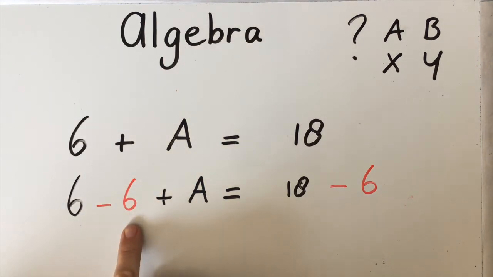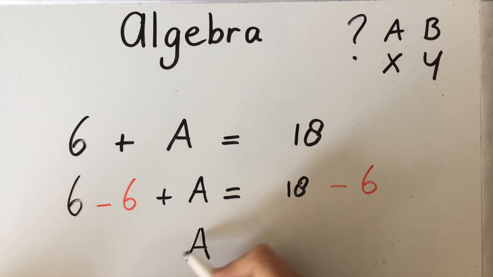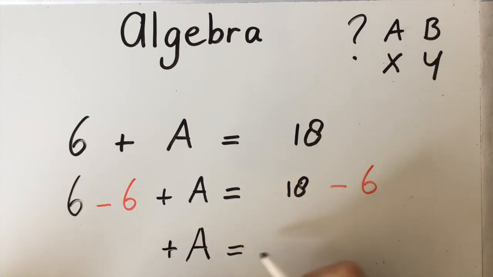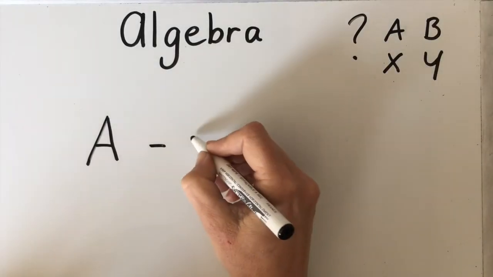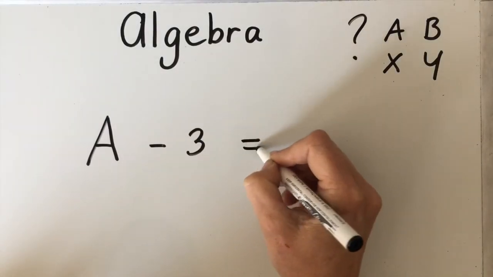6 minus 6 is nothing. Plus a, so I have here a equals 18 minus 6, which is 12. So I can just say a equals 12. Next: a minus 3 equals 10.